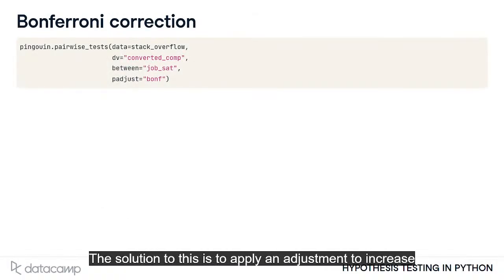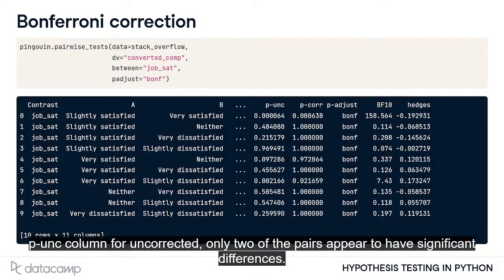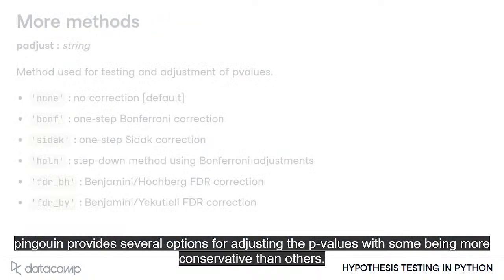The solution to this is to apply an adjustment to increase the p-values, reducing the chance of getting a false positive. One common adjustment is the Bonferroni correction. Looking at the p-corr column corresponding to corrected p-values, as opposed to the p-unc column for uncorrected, only 2 of the pairs appear to have significant differences.